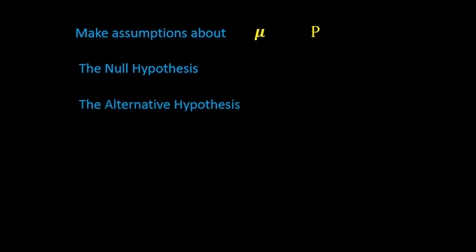To begin, we start by making certain assumptions about the true population parameter, usually mu, the population mean, or p, the proportion population parameter. These assumptions we make are called hypotheses, and we begin by stating the null hypothesis and the alternative or research hypothesis.